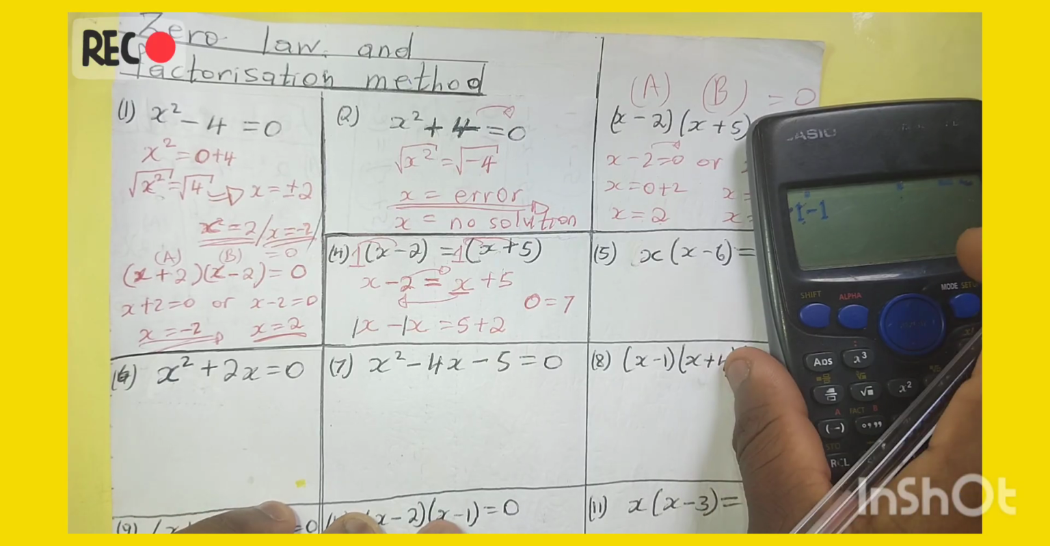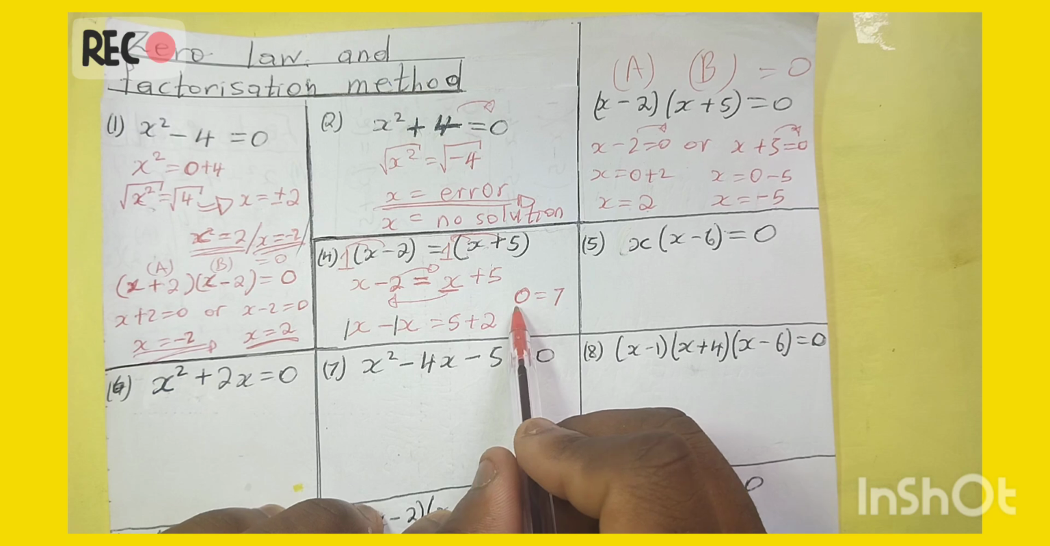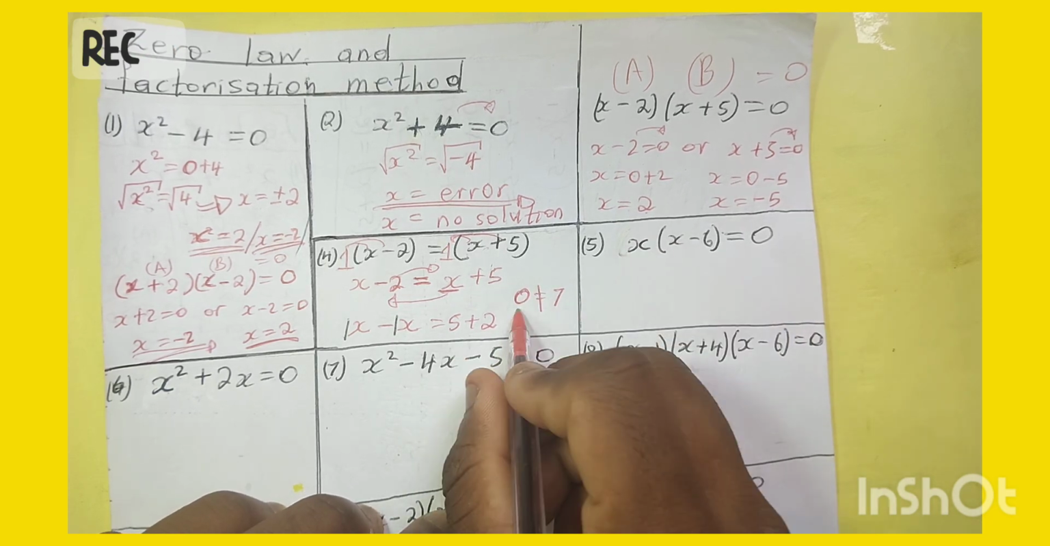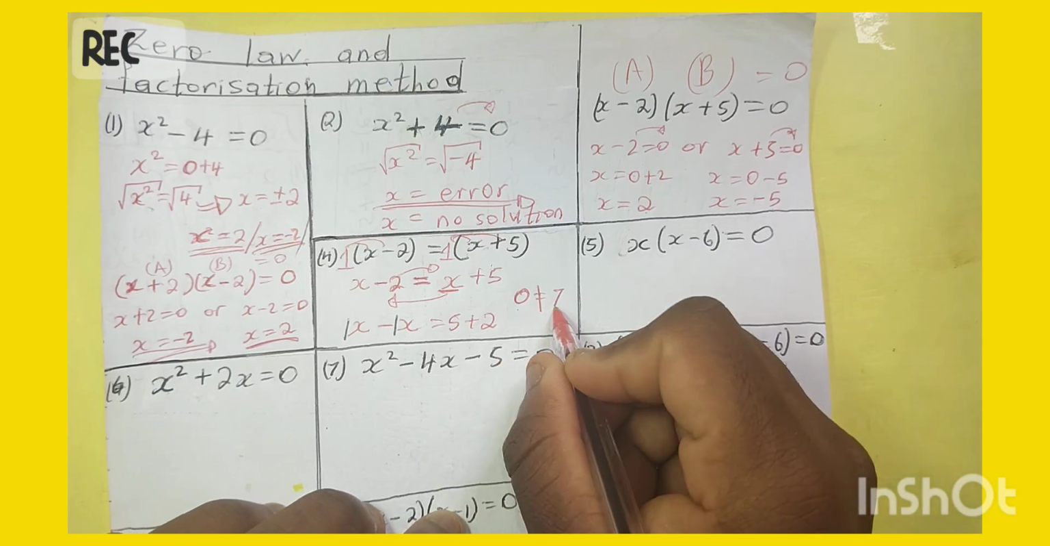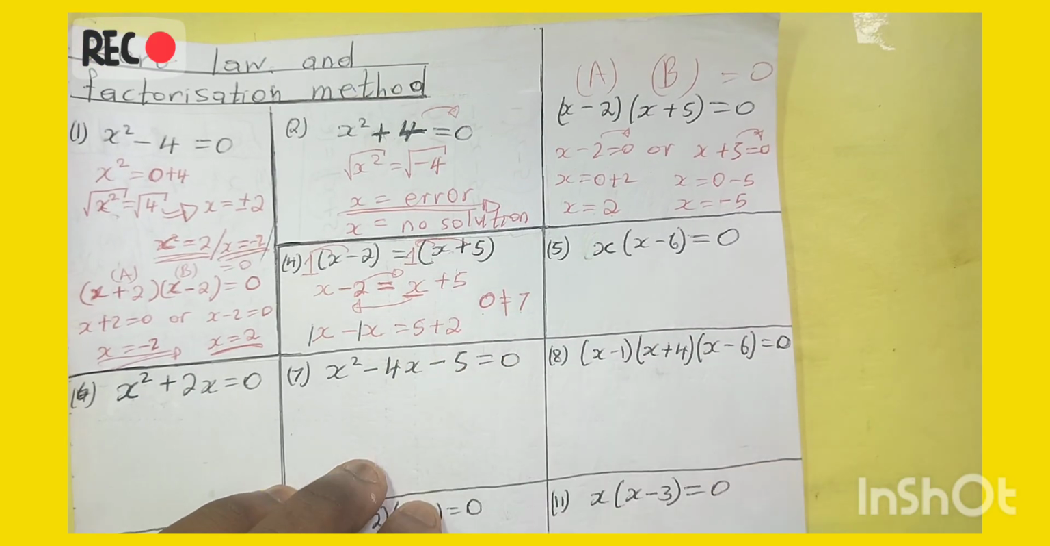But this thing is not possible. It is impossible for you to say 0 is equal to 7, meaning you'll just say 0 is not equal to 7. Meaning for this one it's not possible. This thing is wrong, by the way.